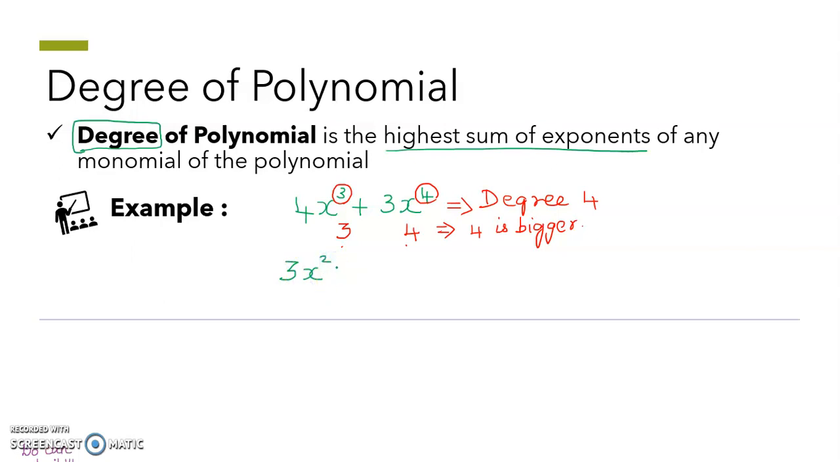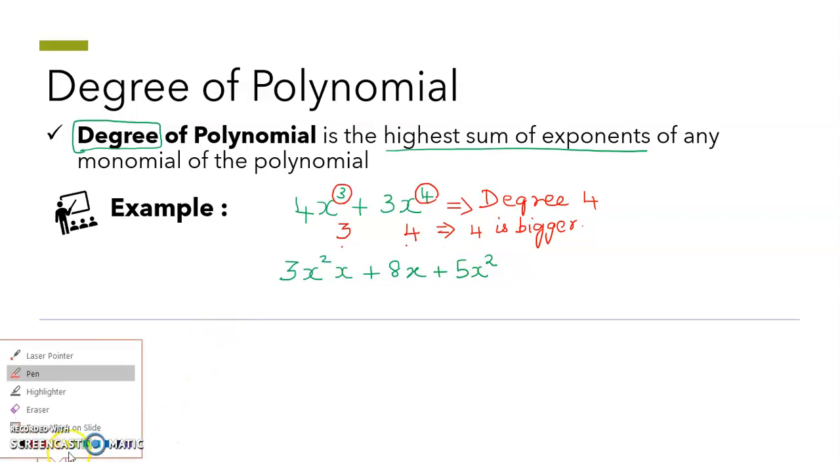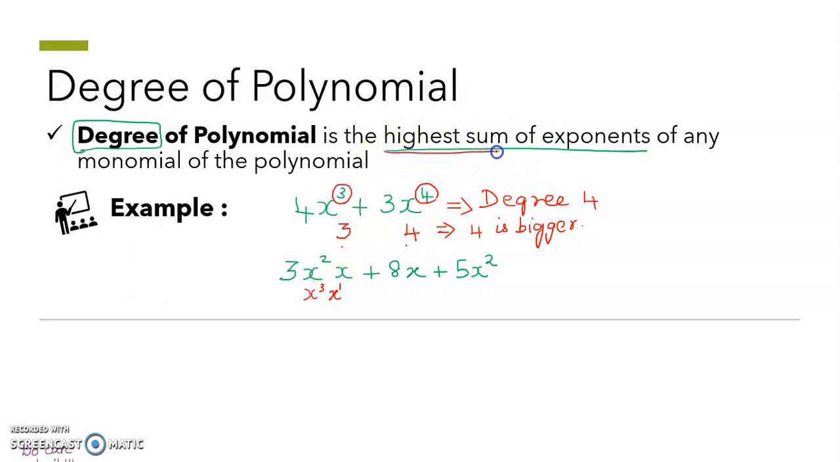I'll give you another example. 3x squared times x plus 8x plus 5x squared. If an expression is given like this, what is the first step? Always you have to simplify. Here you have x squared times x, which means x power 1, right? What is meant by degree? Highest sum. So we have to add 3 plus 1. 3 plus 1 is 4.